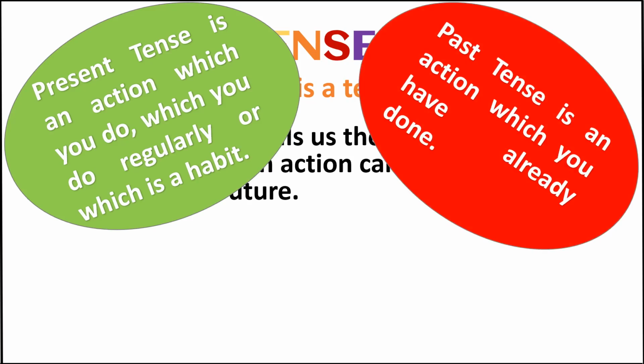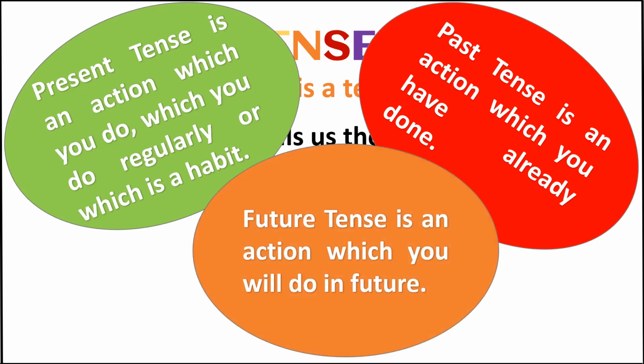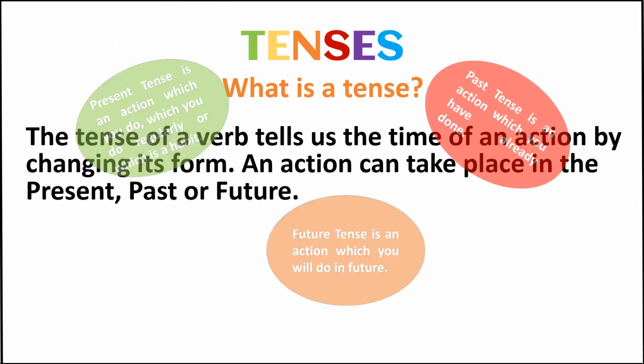What is the past tense? An action which you have already done, जो काम हम कर चुके हैं. And what is future tense? An action which we will do, जो हम करने वाले हैं. Let us see these examples.